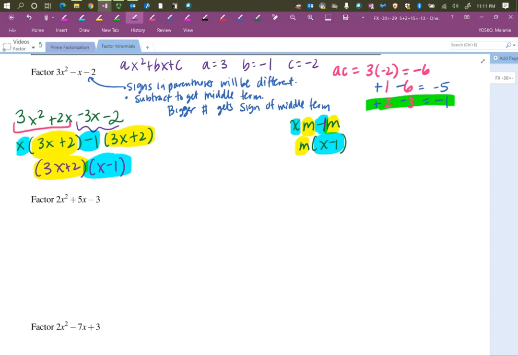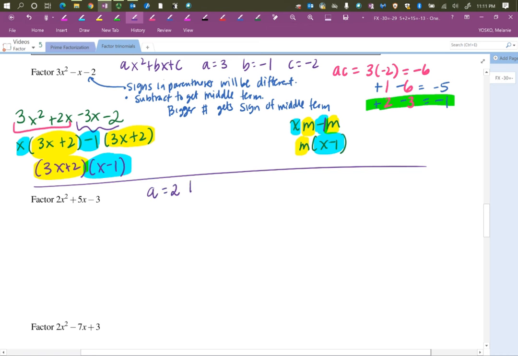Okay, let's try the next one. 2x squared plus 5x minus 3. First thing, we check the powers of x. We have x squared, then we have an x, and we have a constant. So we're good. They're in the correct order. Can we factor something out of all 3 terms? No. And the lead coefficient, 2, the coefficient of x squared, is positive, so we don't have to worry about factoring out a negative. So we're going to look at a, b, and c. A is 2, b is 5, and c is -3.